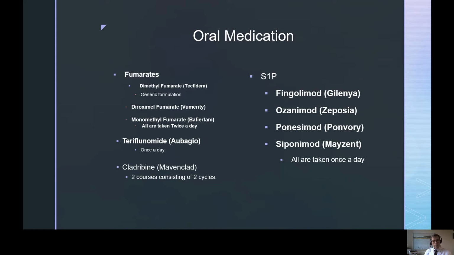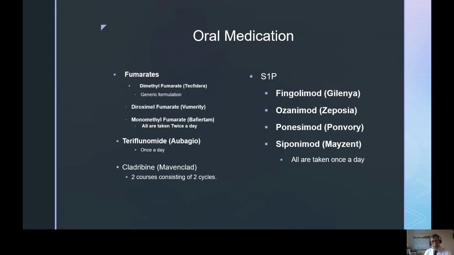There are four main classes. One is called the fumarates, and most people are familiar with Tecfidera and its cousin Vumerity. There's also a medication called teriflunomide. The other name is Aubagio. And then a medication called cladribine, and its marketing name is Mavenclad.